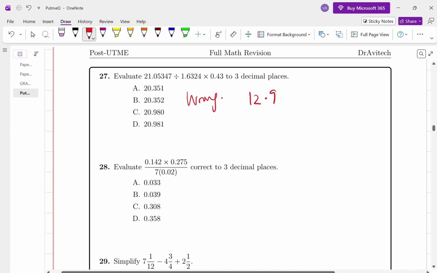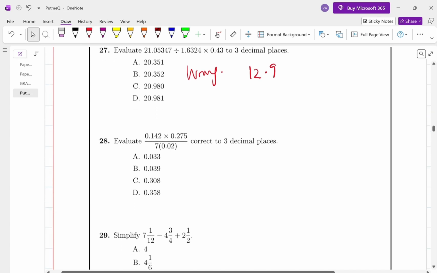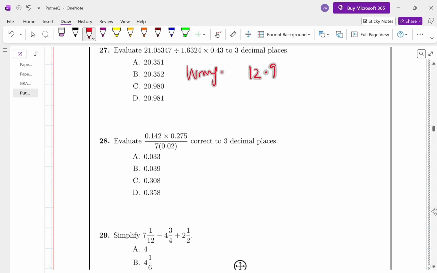Okay, next one, question 28. Same thing. So if you do this right away from the calculator, you should be getting around 0.2789. Now, if you look at the options, there's no 0.3. Assuming there was a 0.3, that could have been the closest. But no, and it says to 3 decimal places. So even to 3 decimal places, it's still not 0.3. So that's it. It's not in the options also.